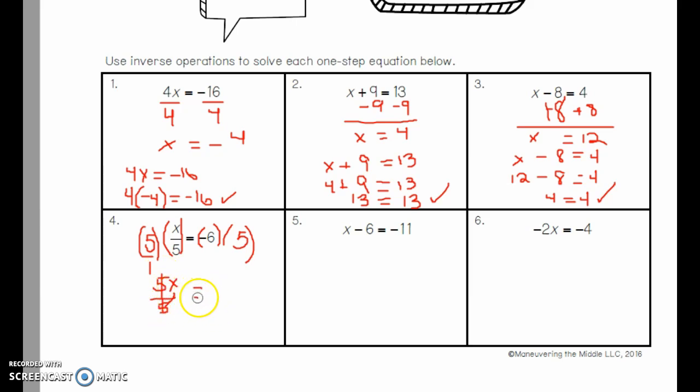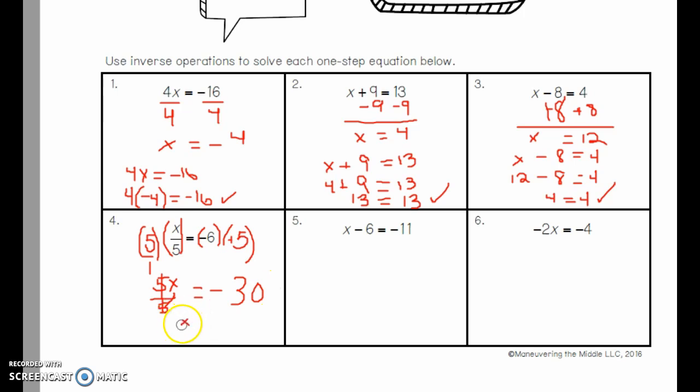Okay. On the other side, I have negative 6 times 5. Well, let's take care of the integers first. This is a negative. This is a positive. A negative times a positive is a negative. 6 times 5 is 30. And I do my check.